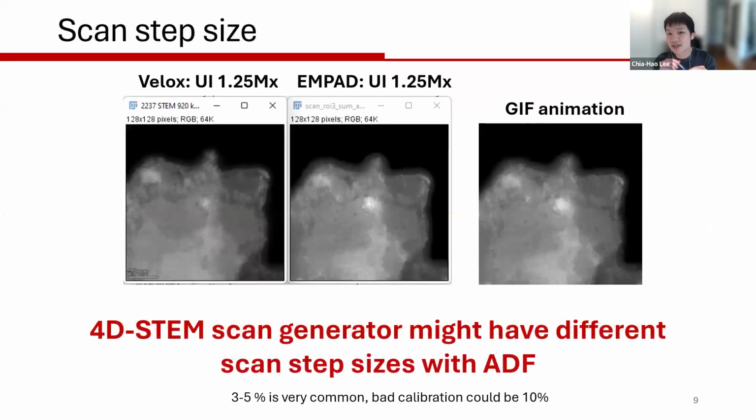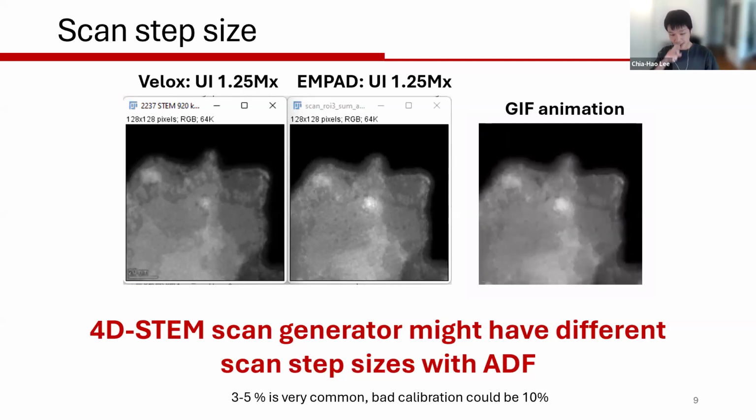Another common thing for calibration is the scan step size here. Ideally, most people would have a scan generator for their normal ADF STEM and also for their 4D-STEM detector. Here I just want to touch on this: these 4D-STEM scan generators may have a different scan step size, or in other words, magnification or field of view, from your common ADF.